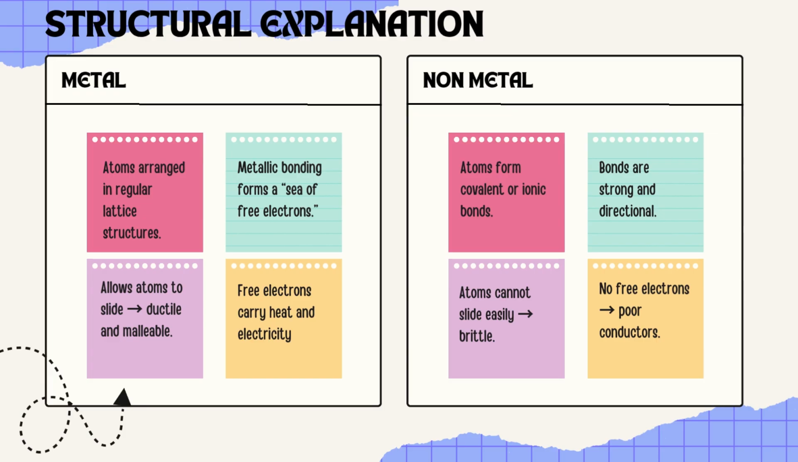Now let's understand why metals and non-metals have these different properties. In metals, the atoms are arranged in a regular pattern and share their outer electrons freely. This forms what we call a sea of electrons. Because of this structure, the atoms can slide over each other, making metals strong, ductile, and good conductors of heat and electricity. Non-metals, on the other hand, have atoms that are held together by covalent or ionic bonds. These bonds are strong but directional, which means the atoms cannot move easily. That's why non-metals are usually brittle and poor conductors.